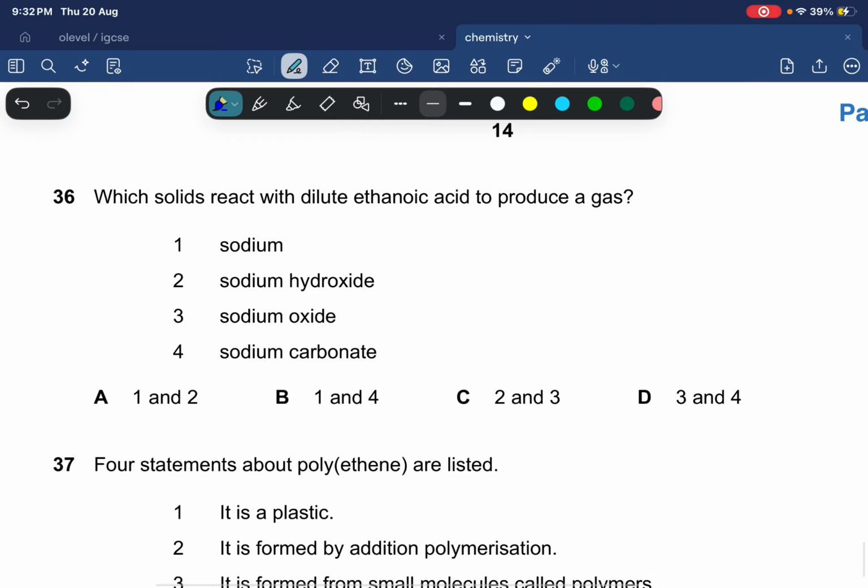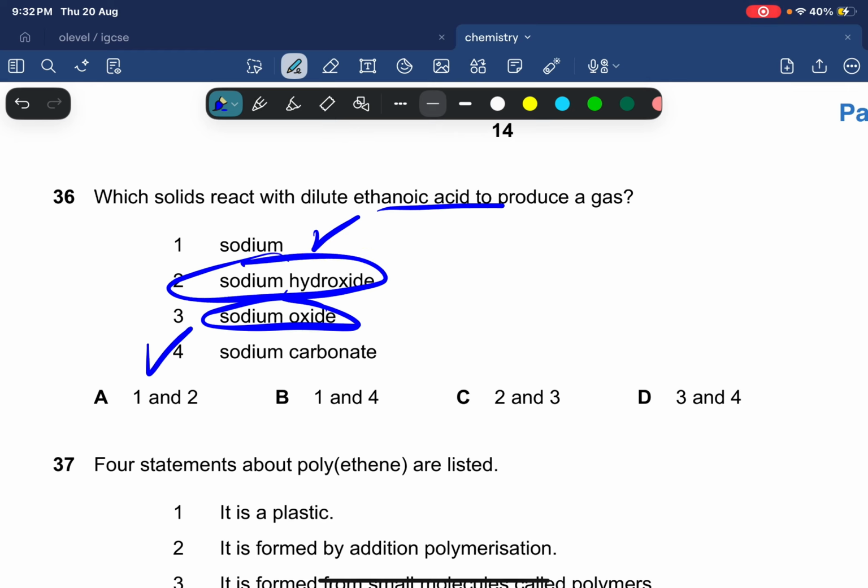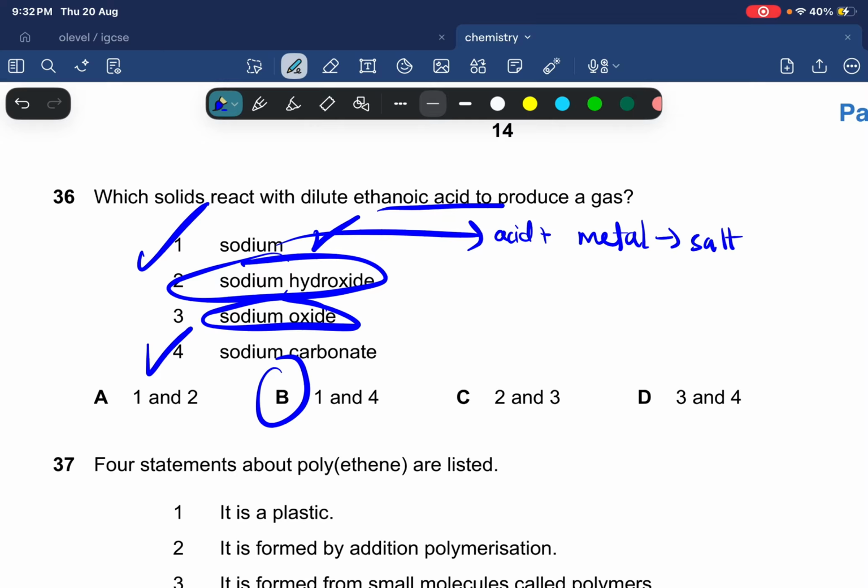Which solids react with dilute ethanoic acid to produce a gas? You have an acid, you add a metal to it, you are going to produce hydrogen. You have an acid, you add a carbonate to it, you're going to produce carbon dioxide. But with oxide and hydroxide, you're going to produce salt and water only. So 1 and 4. In 1, it's basically acid plus metal gives salt plus hydrogen. And the 4th one is going to be acid plus carbonate gives salt plus CO2 plus water.